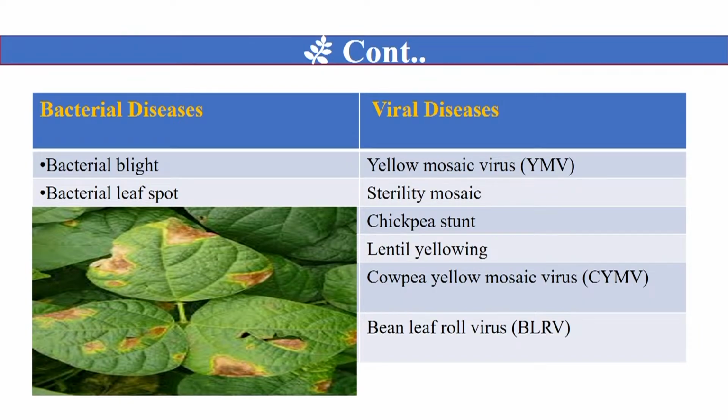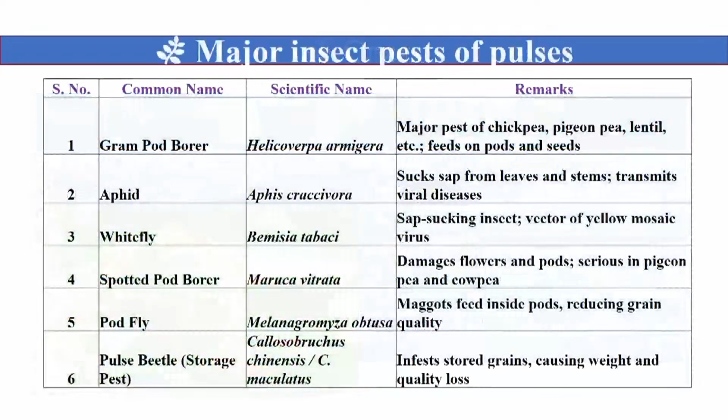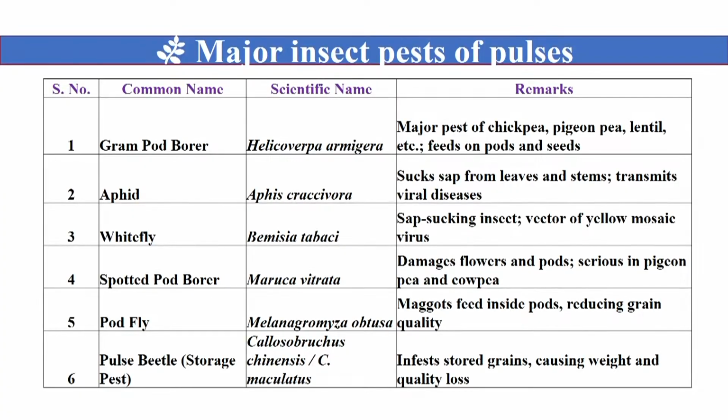Like that, many other insect pests are also responsible for damaging the crop, like pod borer, such as gram pod borer, that is Helicoverpa armigera. It is a major pest of chickpea, pigeon pea, lentil, etc. They feed on the foliage as well as the seed.